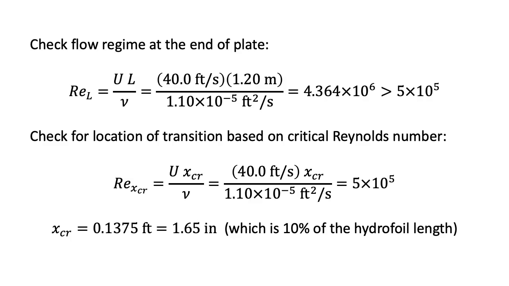Before we begin our calculations for parts A and B, let us check the Reynolds number at the end of the plate. We find that it is over 4 million, so the flow is likely to have transitioned to turbulent at some location along the hydrofoil. We then also calculate the location for transition for the boundary layer based on our critical Reynolds number and get 1.65 inches. This is about 10% of the length of the hydrofoil aligned with the flow.